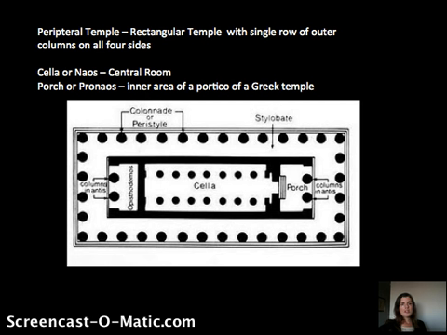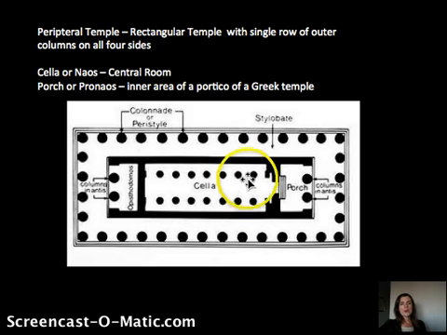All right, so this is a peripteral temple. Peripteral temple just means there's a single row of columns all around the outside. In the inside is what's known as the cella or naos. You have the porch or the pronaos right here. These are called columns in antis, or columns inside the porch, and what's known as the opisthodomos. So the opisthodomos is usually a treasury area. This is sometimes called a colonnade or peristyle, just a row of columns.